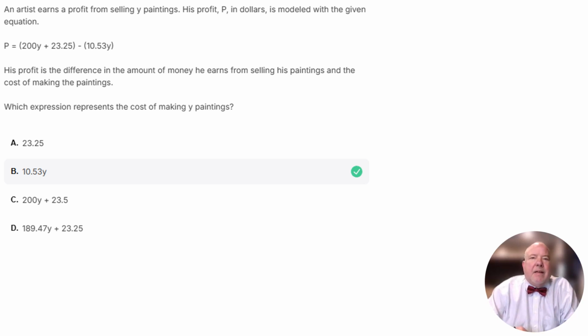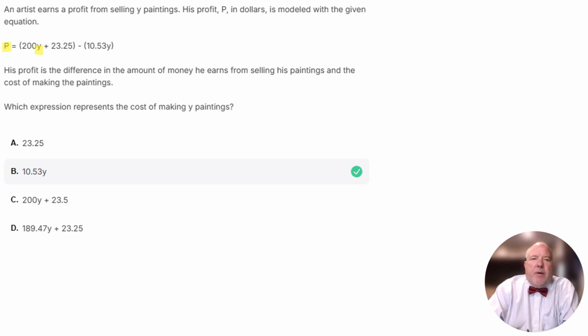This question has a lot of words here, but if you just take it slow and understand what it's telling you, then it shouldn't be too hard of a problem. So this is an artist earns a profit from selling Y paintings. So if I look at my equation here, here's the Y. That's the number of paintings he sells. So right there. And his profit, P in dollars, is modeled with the given equation.